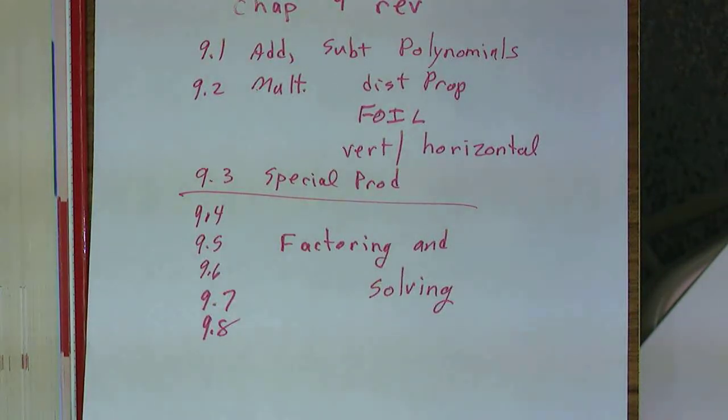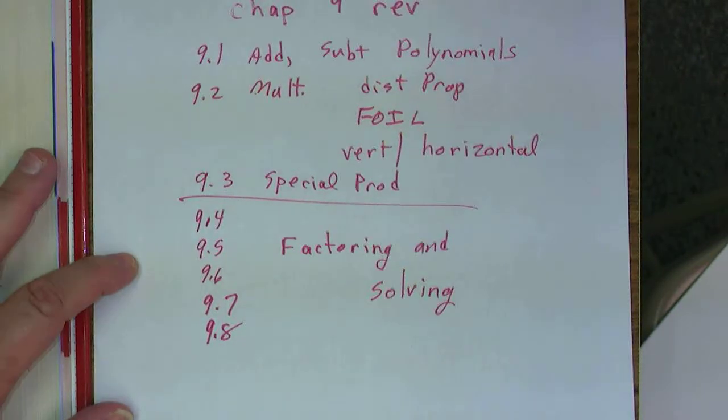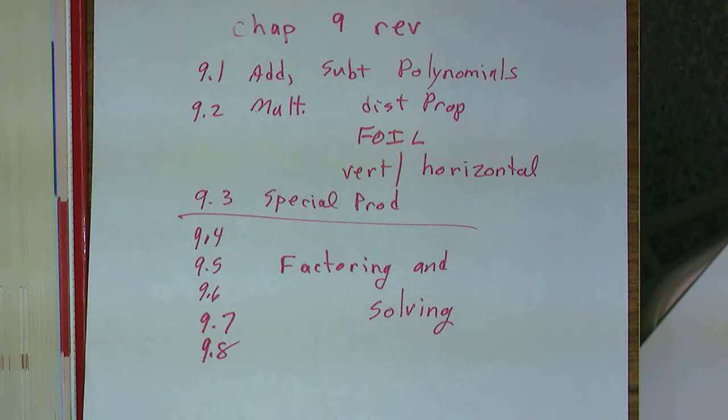Reviewing Chapter 9. These are the topics that have been covered. It seems like it's been a while since we have done the first couple of sections, so we need to do a review here. 9.1 is adding and subtracting polynomials.